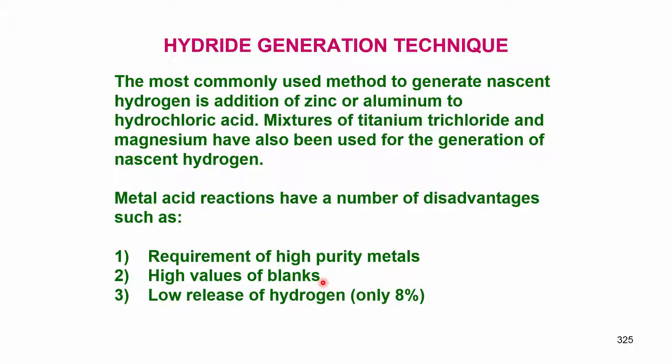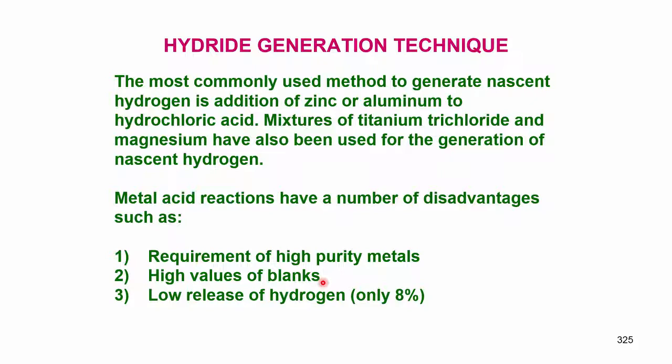So, a very simple reaction; mixtures of titanium trichloride and magnesium also, people have tried. You can take magnesium powder, add a little bit of HCl, that also gives you nascent hydrogen. You can take titanium trichloride, add acid to it, that also gives you hydrogen and metal hydrides. So, metal acid reactions have a number of disadvantages.